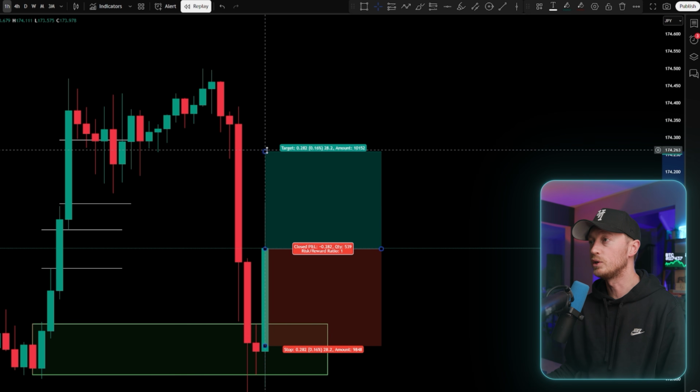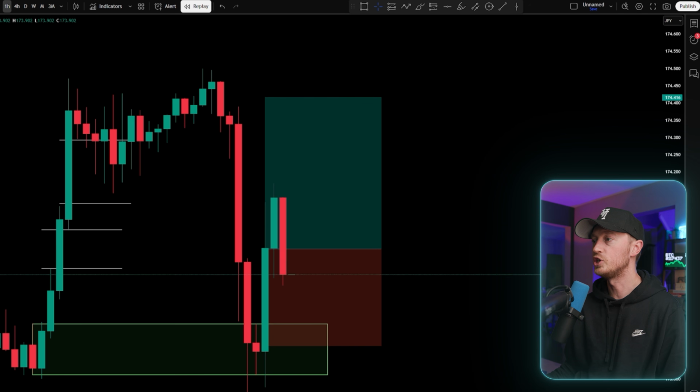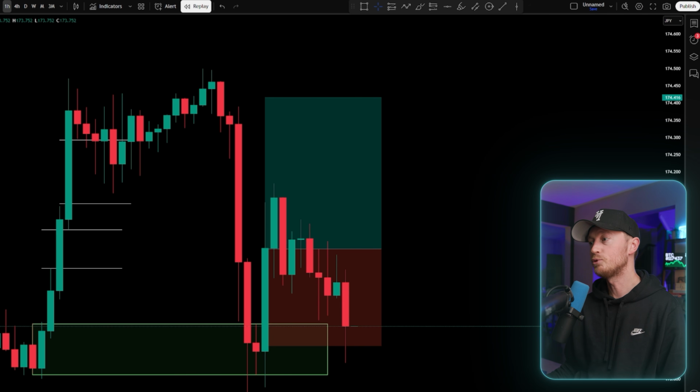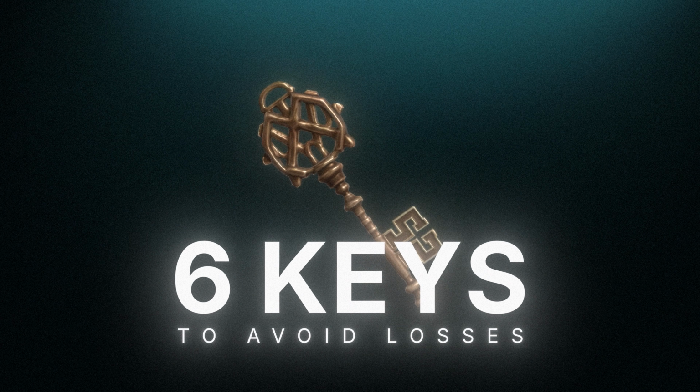For this one, we can't do a great stop loss, but we could still target 1.5. Let's play that position out. How does it go? Comes back, knocks us out. We lose the trade. Sometimes you lose trades. That's part of trading. Now let's go through my 6 keys to make sure that you avoid losses like these.